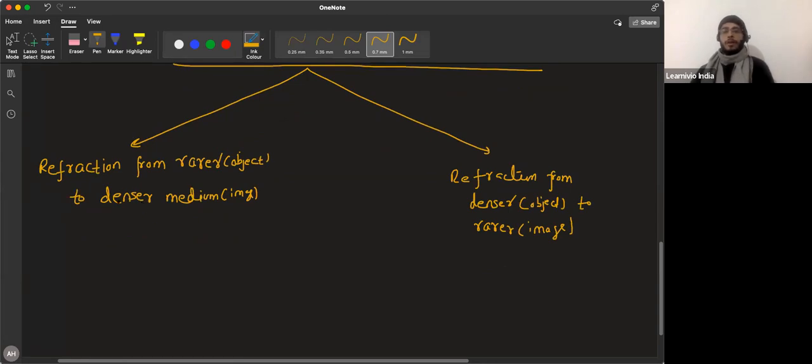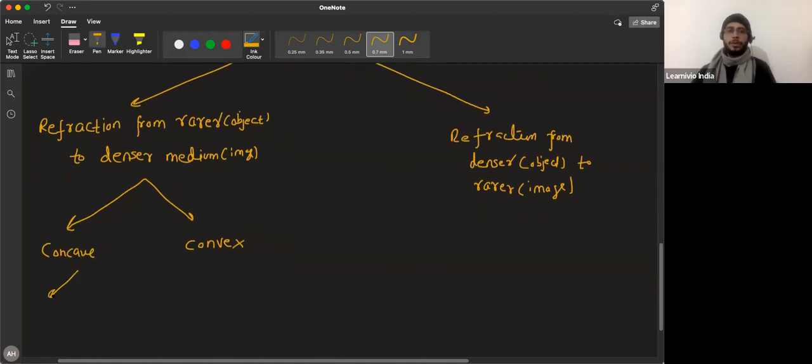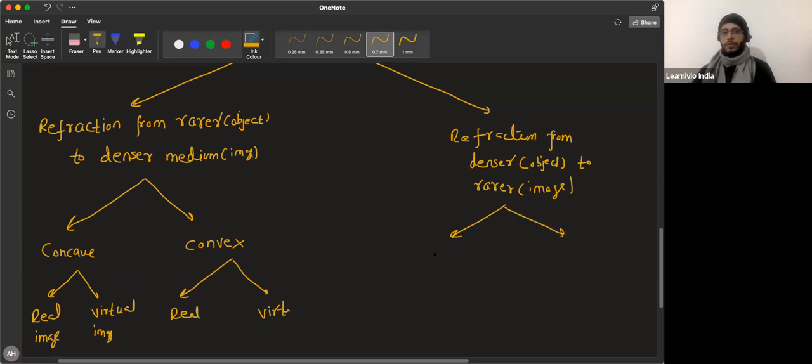So when we do refraction from rarer to denser medium, we further have cases: we can do it for a concave surface, or we can do it for a convex surface. We can have a real image, or we can have a virtual image. Similarly, for a convex refracting surface, we can have a real image or a virtual image. Exactly the same thing is for this case also. You can have concave and convex surfaces, with a real image or a virtual image.